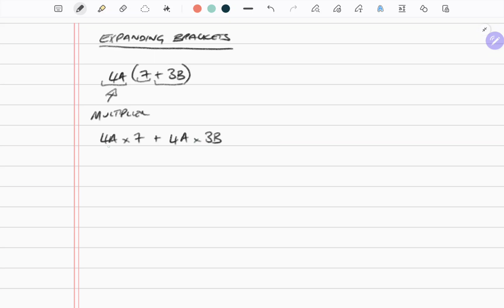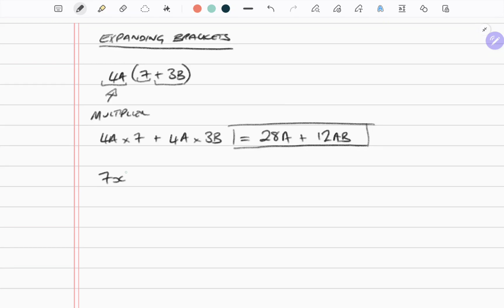And then quite simply, you've got your 4a multiplied by 7 is equal to 28a. And then we plus the 4a multiplied by the 3b is equal to 12ab. So there is your answer. Nice and simple. Just take that multiplier and multiply by each term in the bracket. Let's give it another example then.